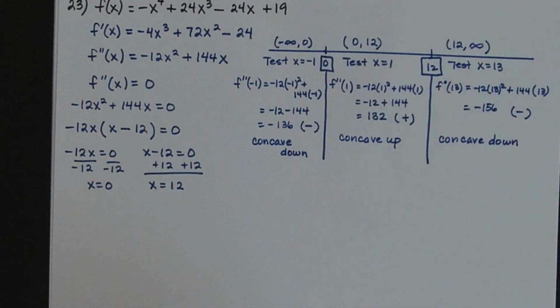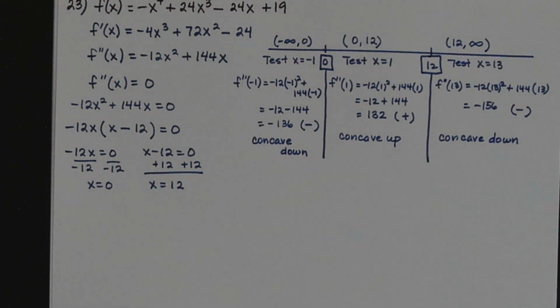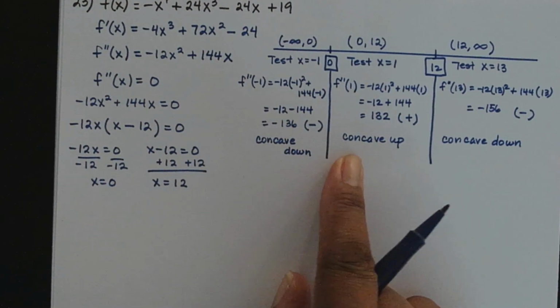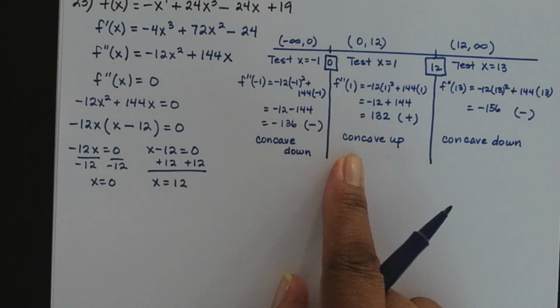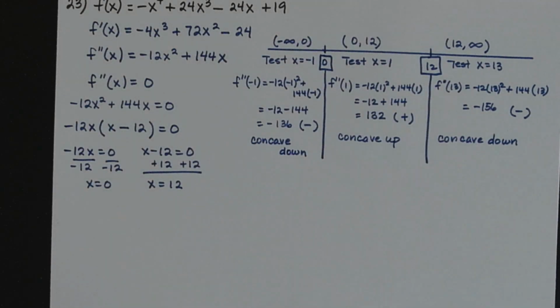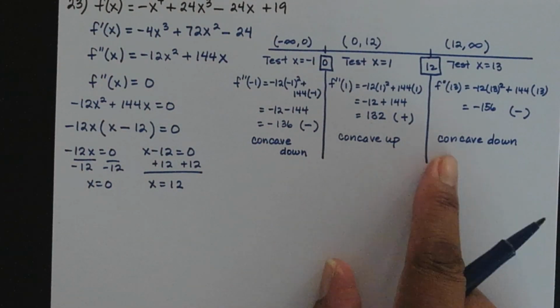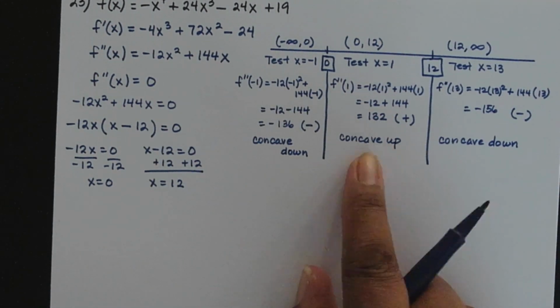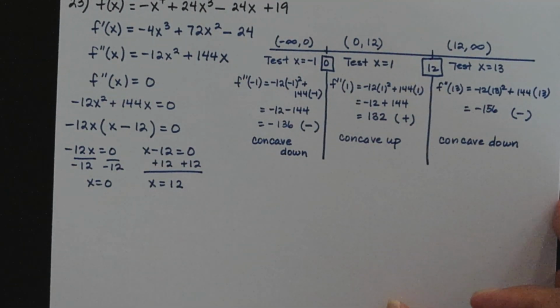Now, our inflection points occur when there's a change in concavity. Here we're going from concave down to concave up. So that means at 0, that's an inflection point. And we have another inflection point at 12, where the concavity changes from concave up to concave down.